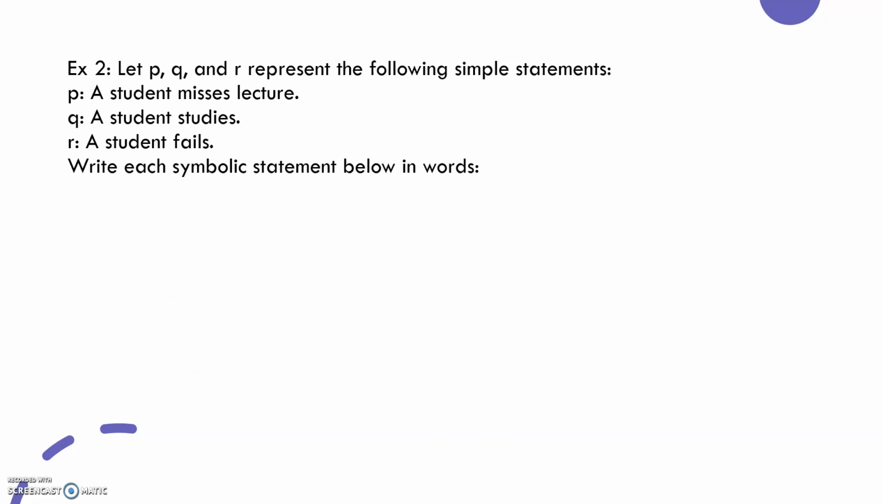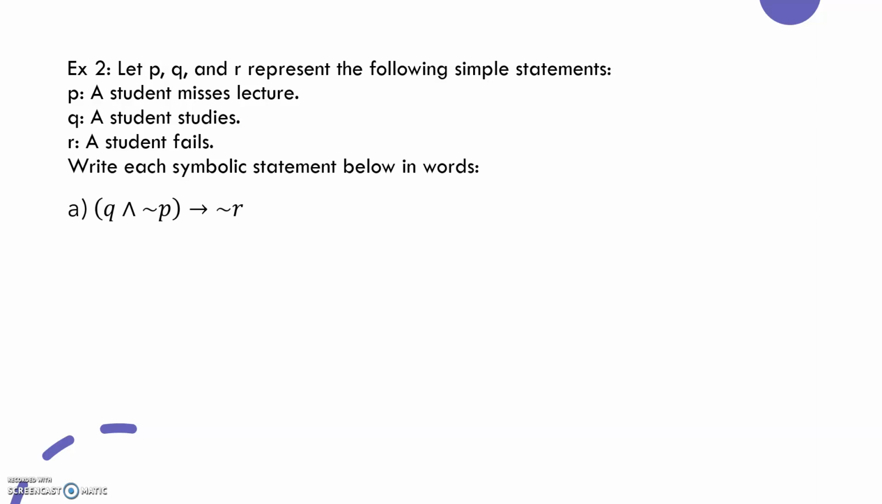Here's another example. Let P, Q, and R represent the following simple statements. P, a student misses lecture. Q, a student studies. R, a student fails. We want to write each of the following symbolic statements in words. Okay, so here come the statements.